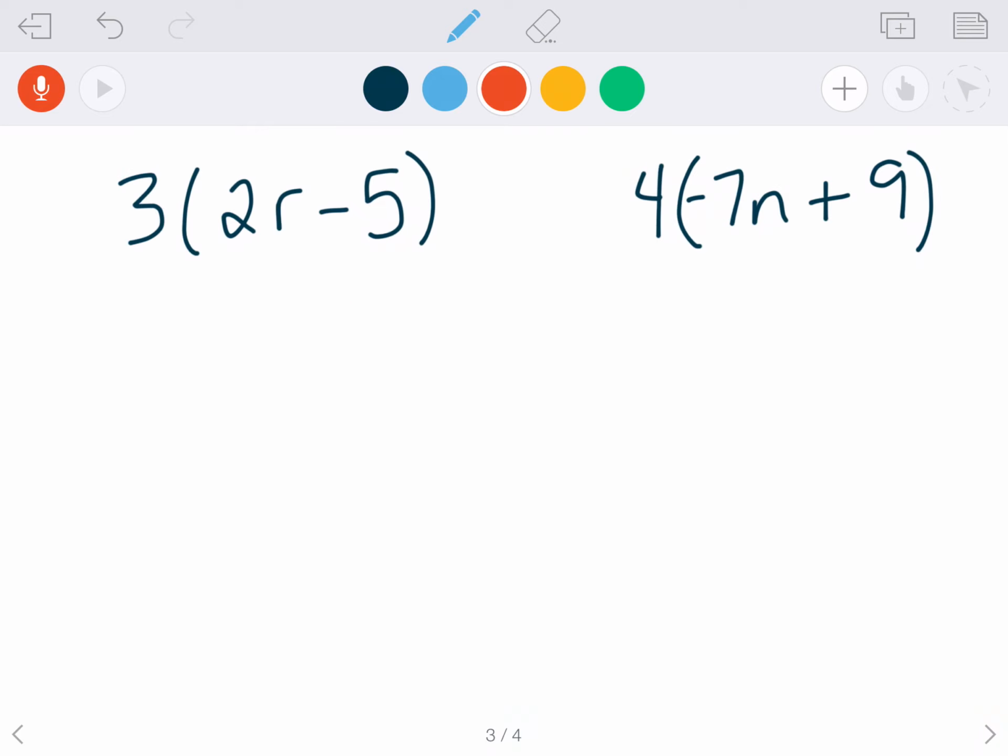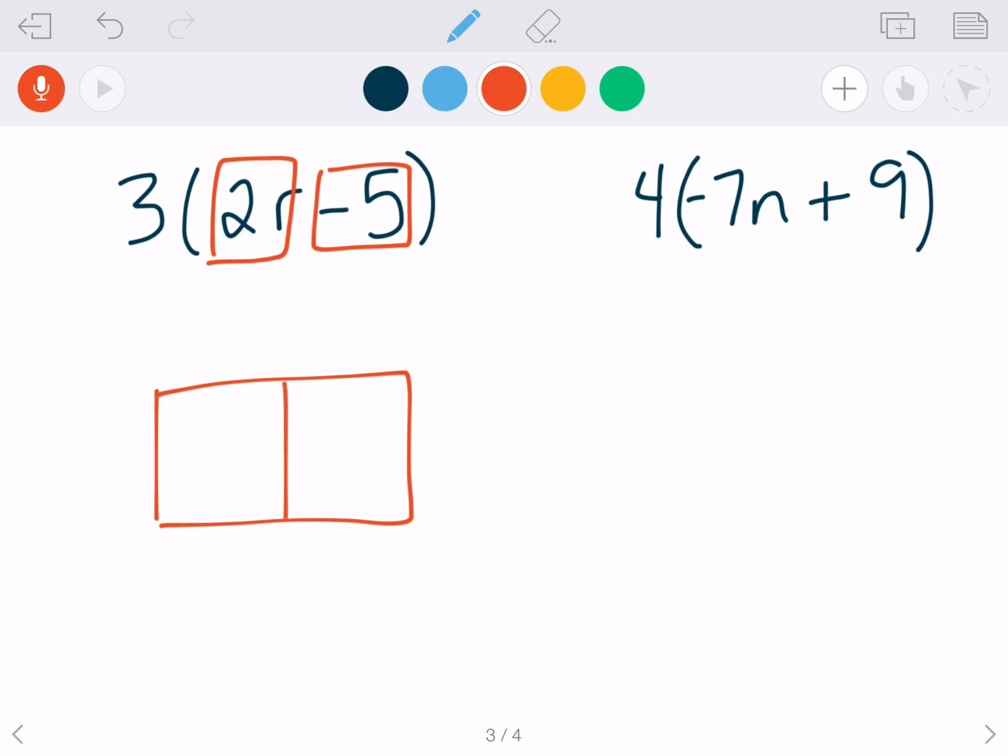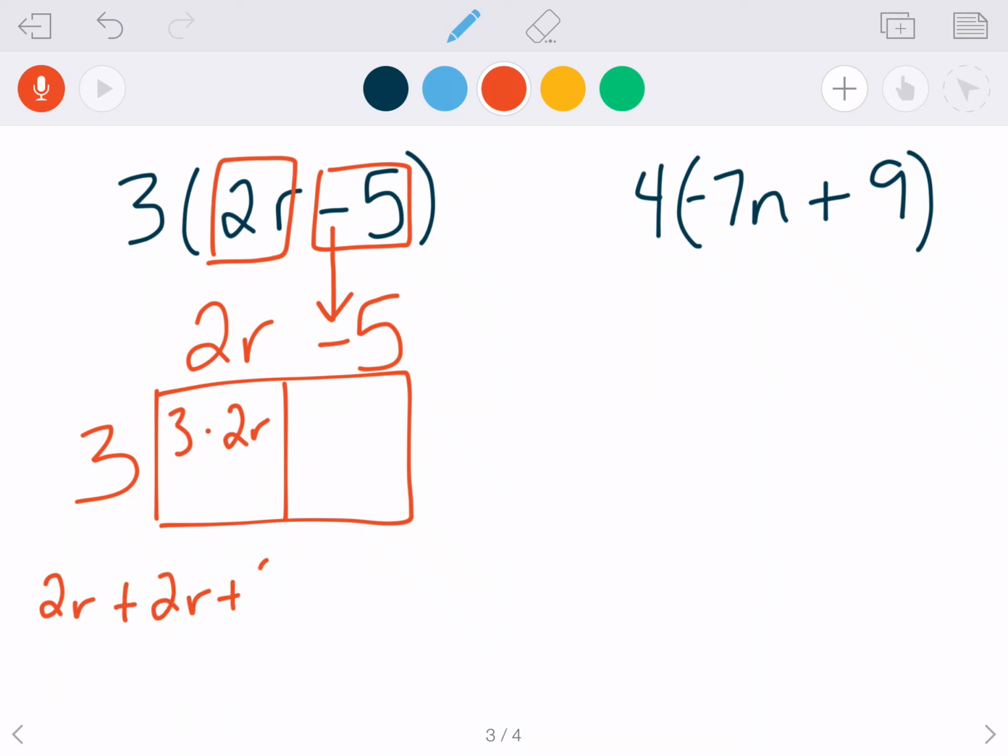So let's do a few examples. 3 times 2r minus 5. I'm going to draw my area model. I know that there is 1 term outside and 2 terms inside parentheses, so I need 2 boxes. Put a 3 out front, 2r up top, minus 5 up top. Be careful and make sure that you always take whatever that minus or plus is and keep it with whatever term is behind it. So 3 times 2r. That would be, again, if I said 2r plus 2r plus 2r, so I can just do 3 times 2 and get 6r.